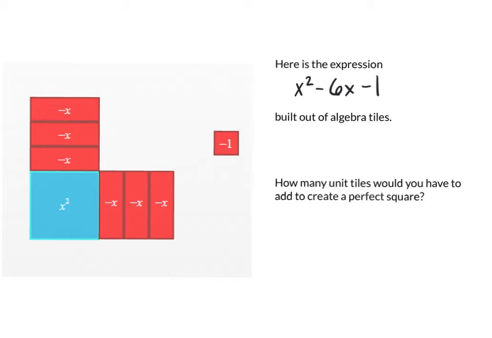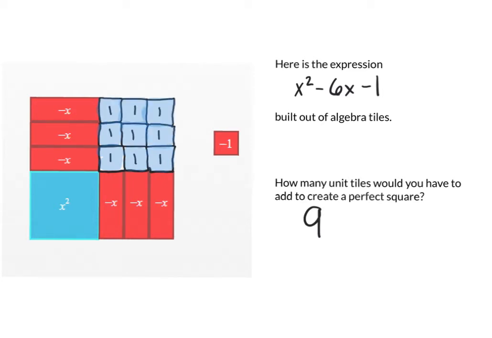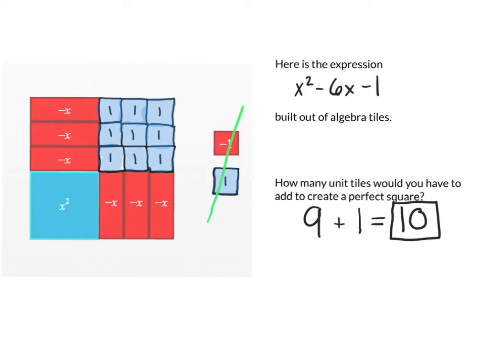To fill in this square, I need 9 unit tiles. 1, 2, 3, 4, 5, 6, 7, 8, 9. And then I need one more unit tile to cancel out this negative 1. This brings my total added unit tiles to 10. Let's practice building one together.